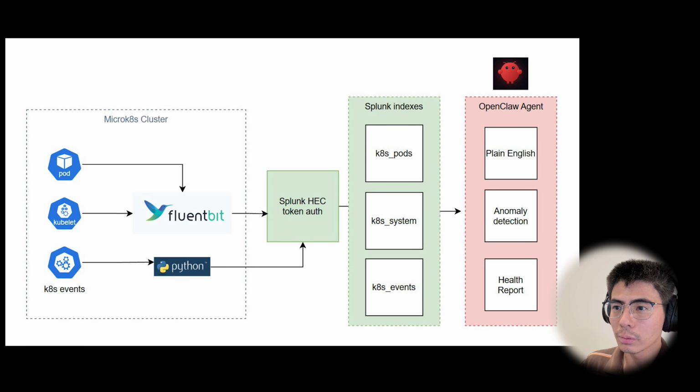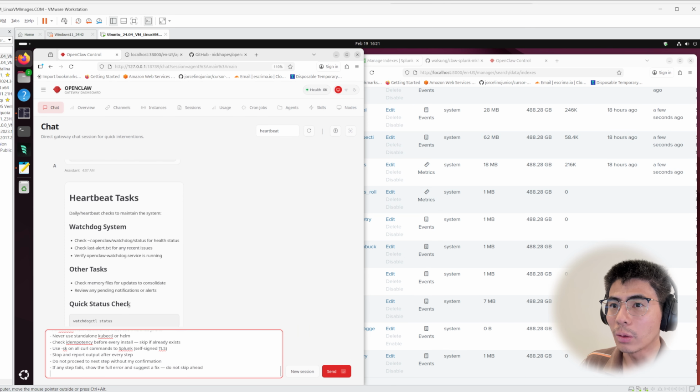Each log source gets its own index. Pod logs go to Kubernetes_pods. System components go to Kubernetes_system. Events go to Kubernetes_events. This means in Splunk, you can scope searches to exactly the data you need rather than filtering one giant noisy index. Let me extend the existing setup by running a prompt to add FluentBit and onboarding the new logs.